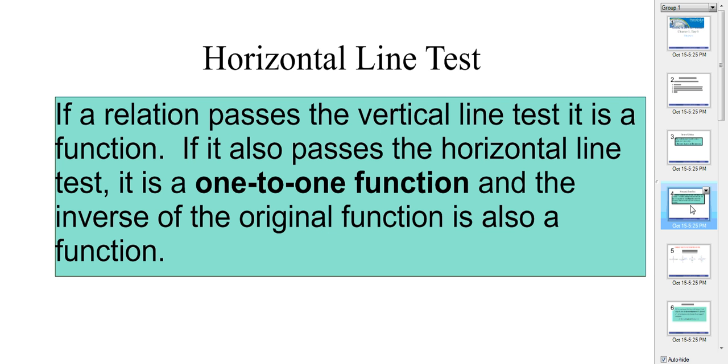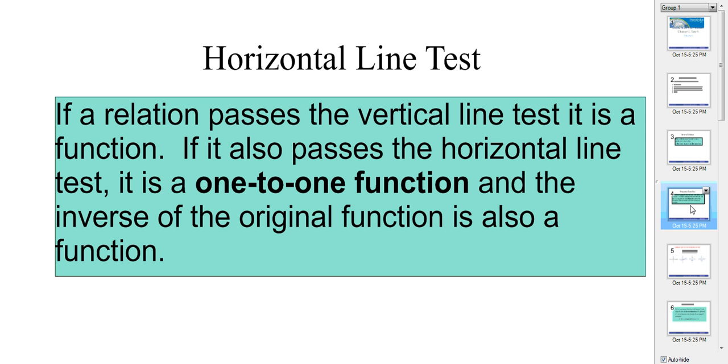One way to figure out if there is even an inverse is to see if a function passes the horizontal line test. In order for an inverse to exist, a function has to pass both the vertical line test and the horizontal line test. And if it passes both of those, then it's said to be one-to-one. And if it's one-to-one, then the inverse will exist.